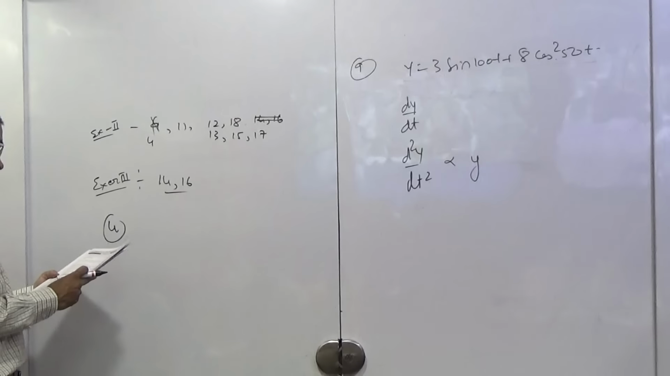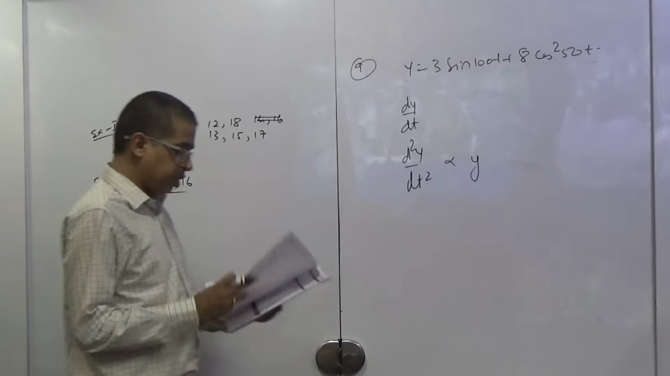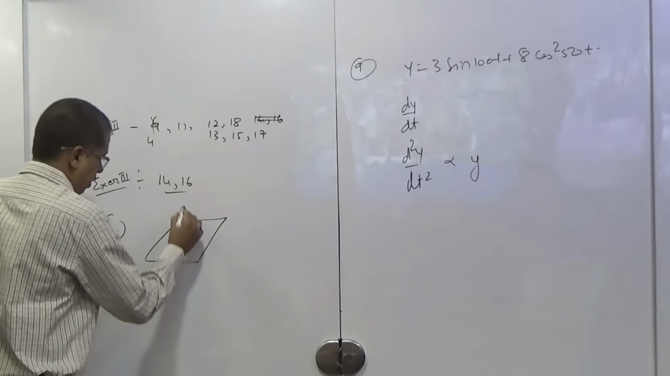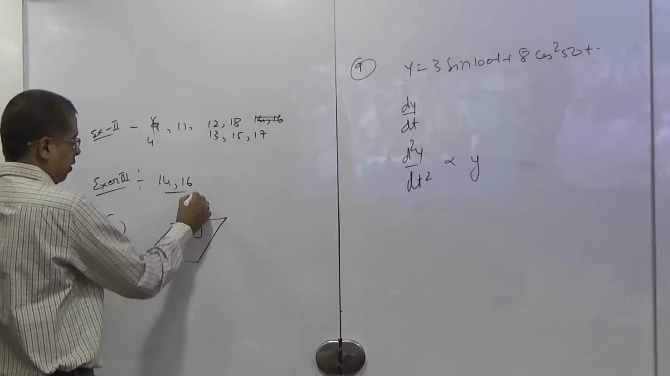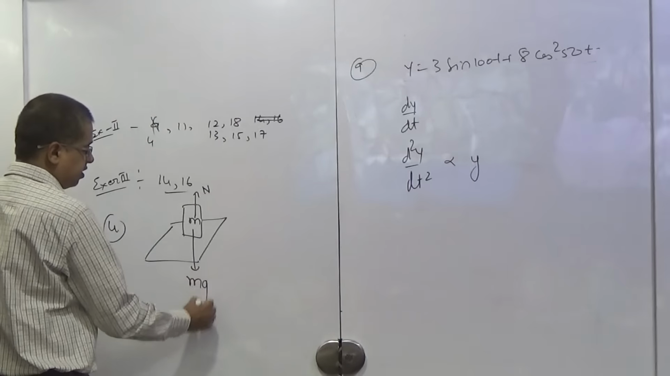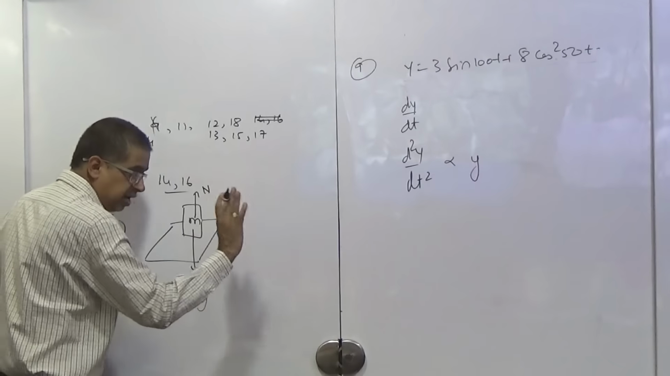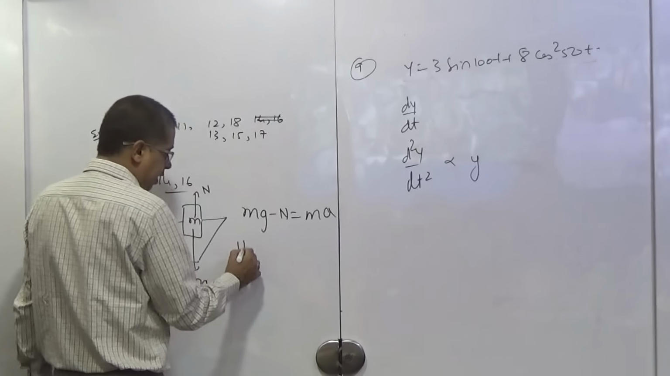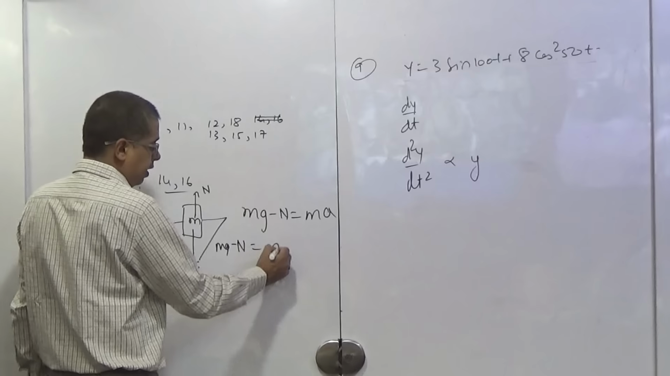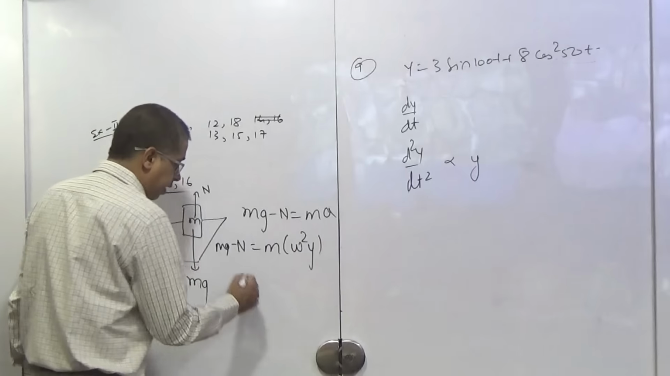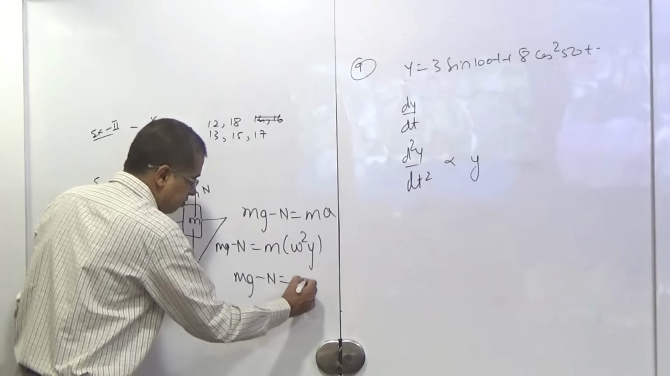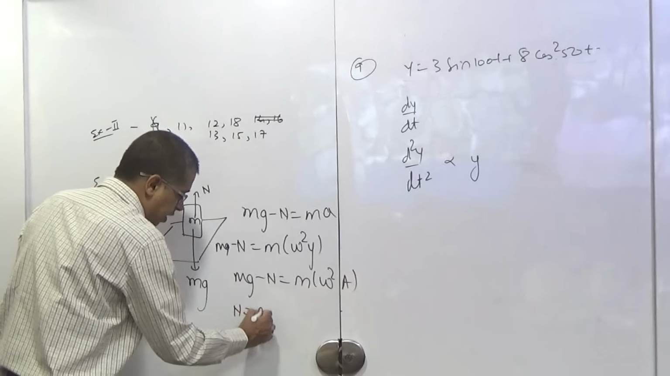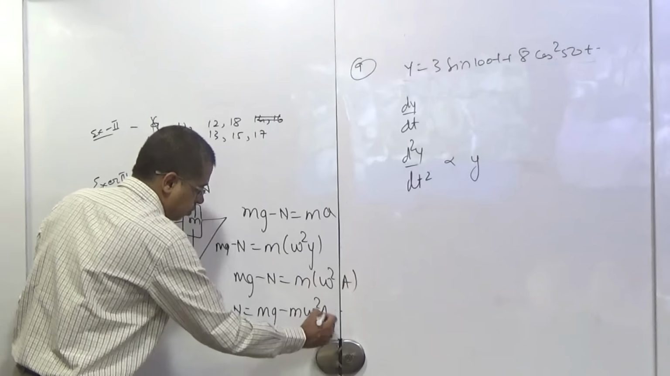Body placed on a horizontal plank. Period of the oscillation at which it loses contact. This I think we dealt with in the class. I have small m. This is normal force. This is mg. When it is going up, it will never lose contact. mg minus N is m into a. mg minus N is m into omega square y. mg minus N is m into omega square capital A. N will be equal to mg minus m omega square capital A.